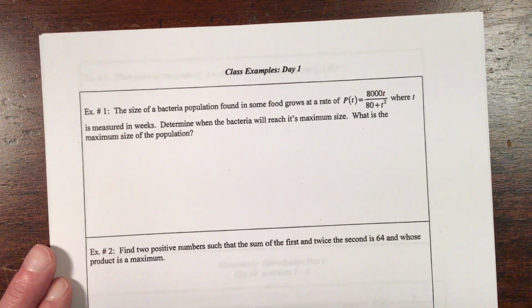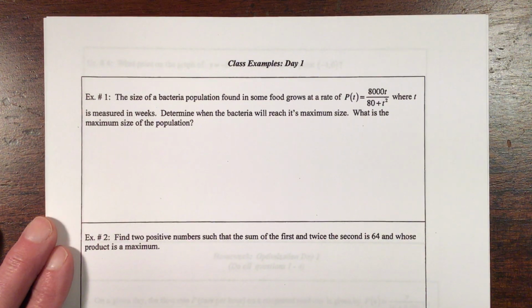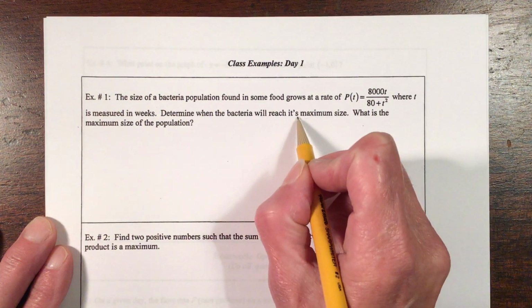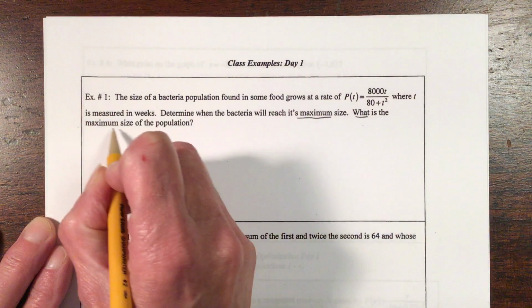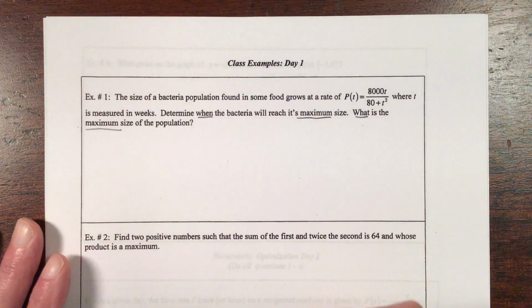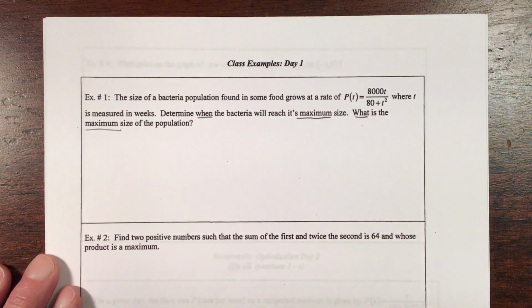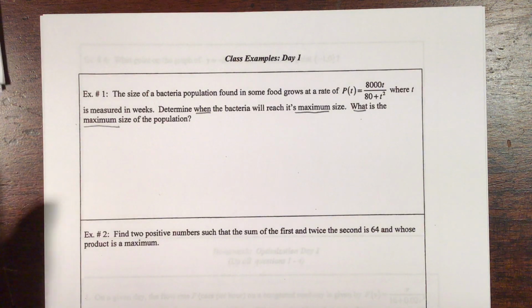So we're going to start with our first problem. The size of a bacteria population found in some food grows at a rate of P of t equals 8,000t over 80 plus t squared, and t is measured in weeks. Determine when the bacteria will reach its maximum size and what is the maximum size. So we have a when and a what. So the when is going to be the t we solve for, and the what is going to be what we get when we plug back into the original.